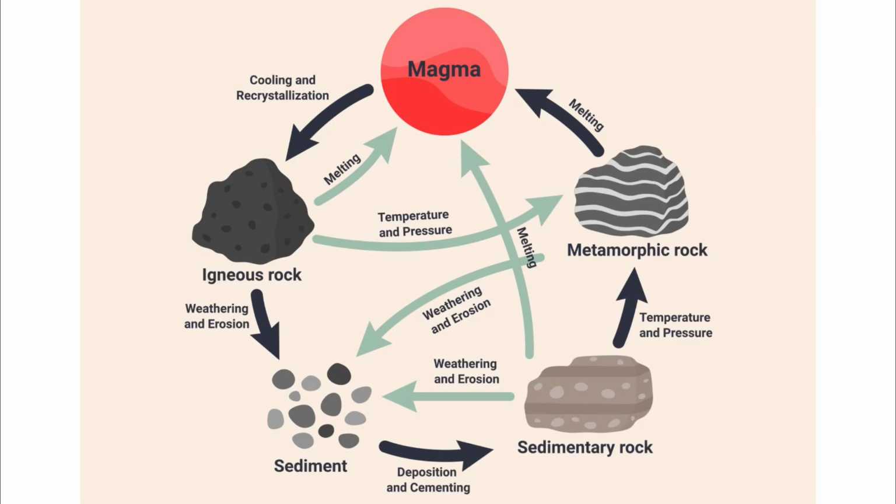For example, igneous rocks can break down into sediments through weathering and erosion, then form sedimentary rocks through deposition and cementing. And sedimentary rocks, or igneous rocks, can be left deep underground, where pressure and heat can transform them into metamorphic rocks. If metamorphic rocks melt from high temperature, they can turn into magma. When that magma cools and recrystallizes, it forms new igneous rocks once again.